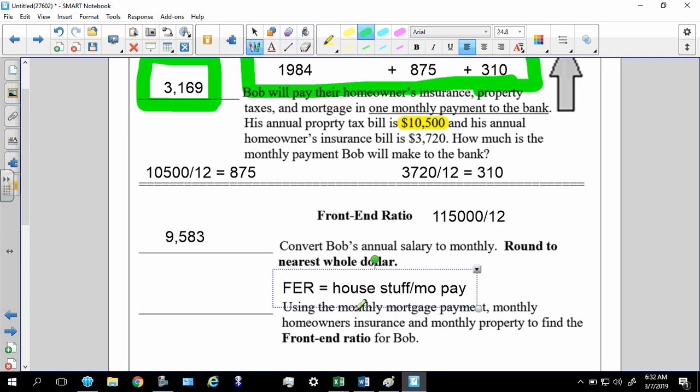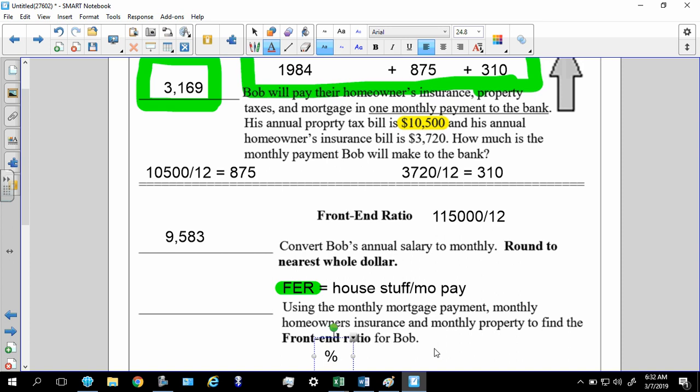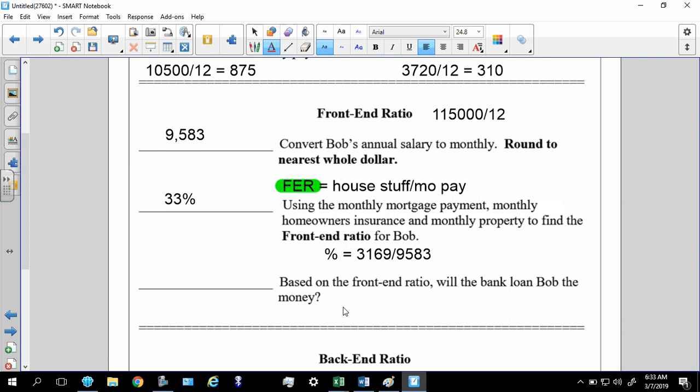So it's going to be the front end ratio. In this case, the FER percentage is going to be 3,169 divided by his monthly pay, which we just found was 9,583. So when you do the math, he gets 33%. Now, based on the front end ratio, if you remember from when I taught it, we're looking for 28% or lower. He's at 33%, so he would be considered house poor. So that would be a big fat no. So the answer would be no.